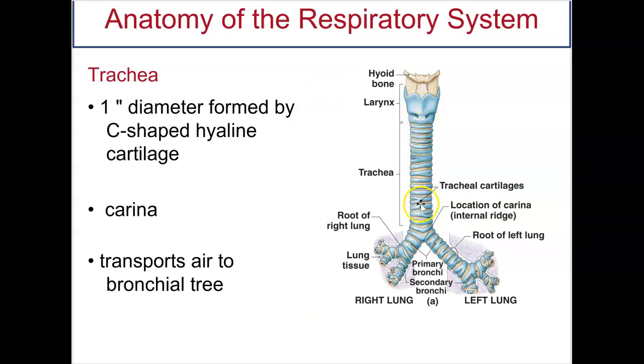As we follow the trachea, it comes all the way down to a piece of cartilage at the very bottom called the carina. It kind of has a V-shaped structure. It's just the last cartilage of the trachea. And right after that, it splits into what are called the bronchi. So it's going to go into the bronchial tree.